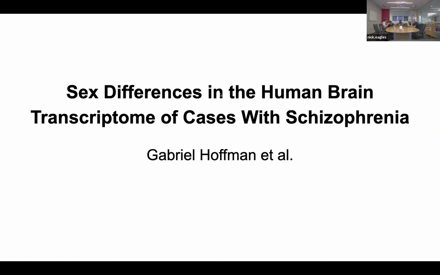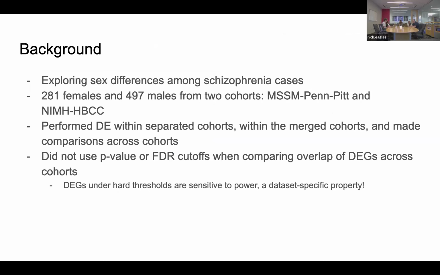And so I guess moving on to the second paper in this topic. This is a paper about sex differences in the context of schizophrenia. Some background: basically they have two different cohorts, and they have hundreds of females and males. And they're doing a bunch of different analyses.